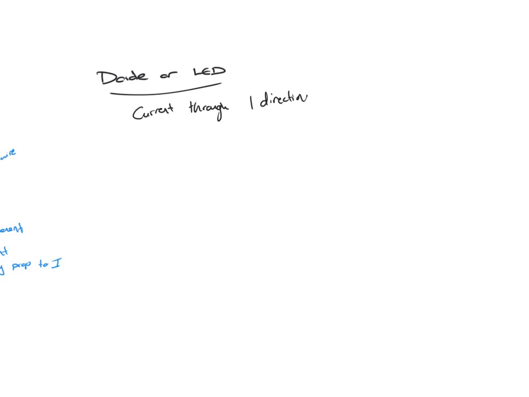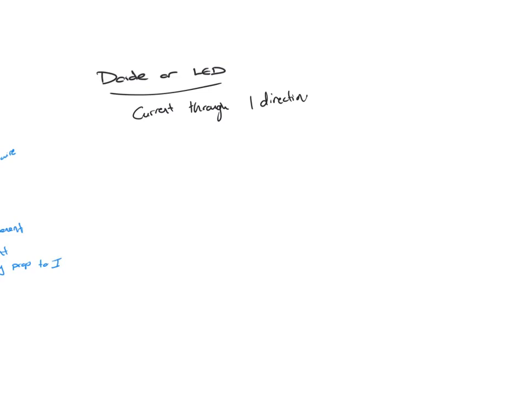Some diodes are actually made from a material that emits light when it conducts. LEDs especially, most LEDs, emit light of a specific wavelength. That will be useful later on when we look at quantum physics.